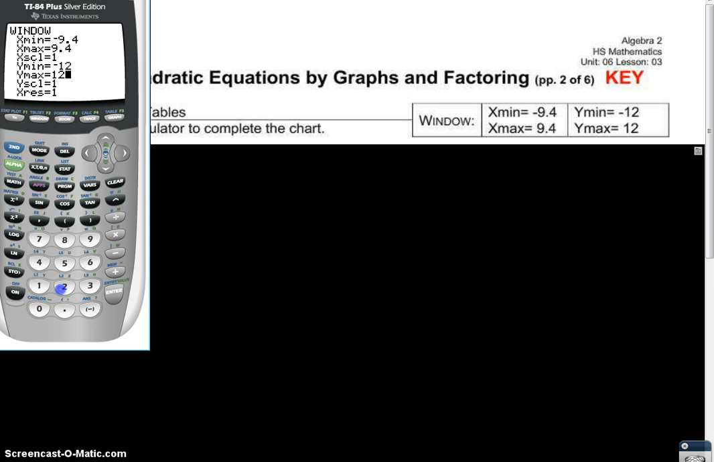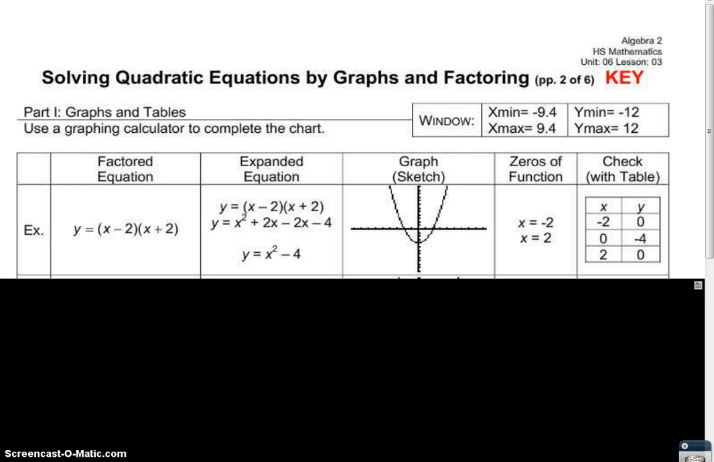Okay, so let's look at problem number 1. In my example, I have the factored equation, which is y equals (x minus 2)(x plus 2). And it wants me to do the expanded equation. So all I'm asking you to do is FOIL. When I FOIL and combine like terms, I get y equals x squared minus 4. You're going to sketch the graph. And the way I know what my zeros are, remember, it's the same thing as my x-intercepts. So if you notice on this graph, I cross the x-axis at both negative 2 and positive 2.